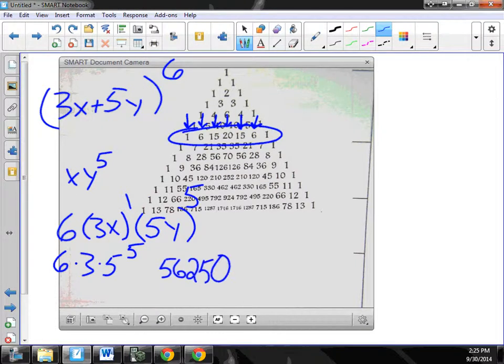Now, that's not the leading coefficient, it's just the coefficient. So I'll leave it up on the board so you can see it. Okay, so that's how you find the coefficient. What if I asked, what is this 1, 2, 3, 4, 5, 6th term? Well, the term is actually xy to the fifth.